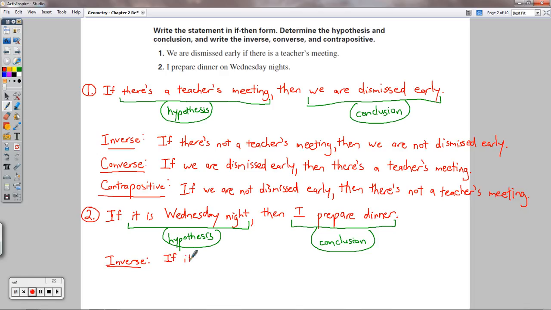So if it is not, or isn't, I'll go with isn't just for fun. If it isn't Wednesday night, then I do not, or don't would be a good way to say that. Then I don't prepare dinner.